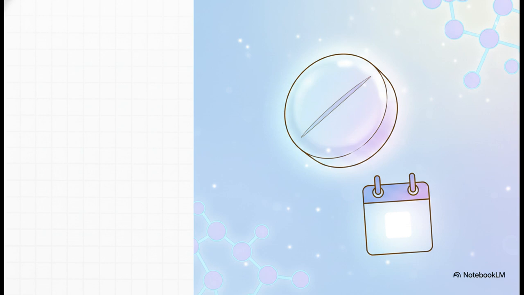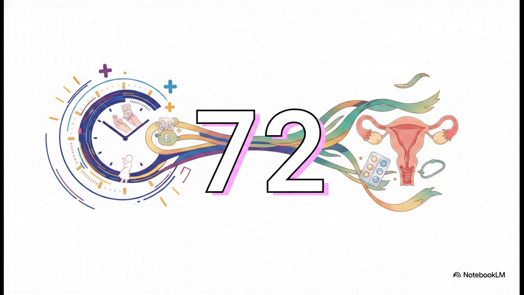A real game changer. अब आते हैं emergency situations पे. 72. Fix this number in your mind. In cases of unprotected contact or, say, a sudden contraceptive failure, emergency contraceptives, like certain pills or even an IUD insertion, must be administered within 72 hours of coitus to actually be effective. Timing is literally everything here to avoid an unwanted pregnancy.